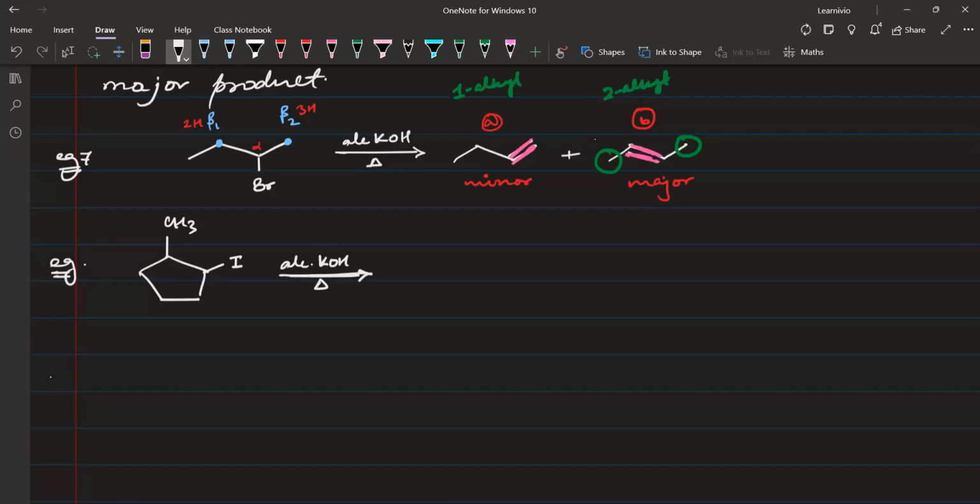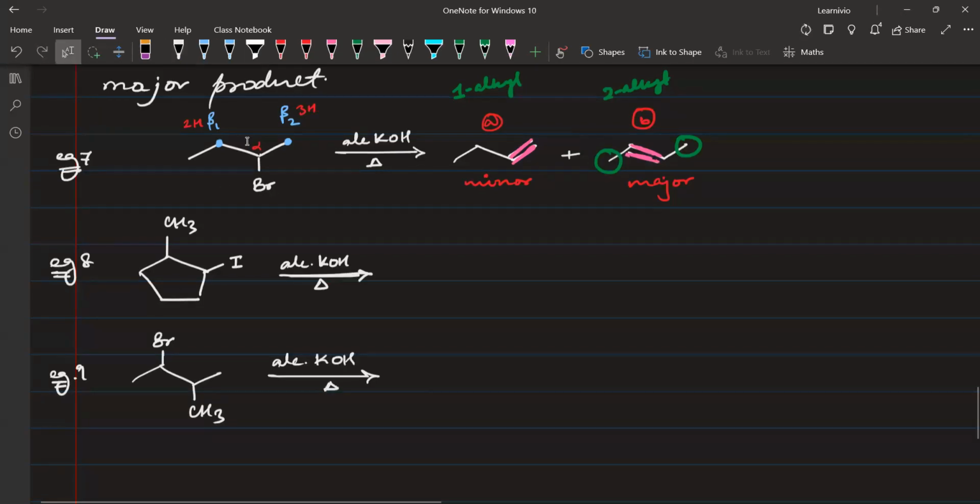ठीक है, write the two products and then name major, minor लिखना है. Make sense? Yes or no? Please tell me. अरे बात समझ में आ रही है कि नहीं आ रही है? Yes, sir. आ रही है ना, ठीक है. Br, alcoholic KOH, some heat. I hope you have done this example 7, right, Rishita and Harsha? Yes, sir.